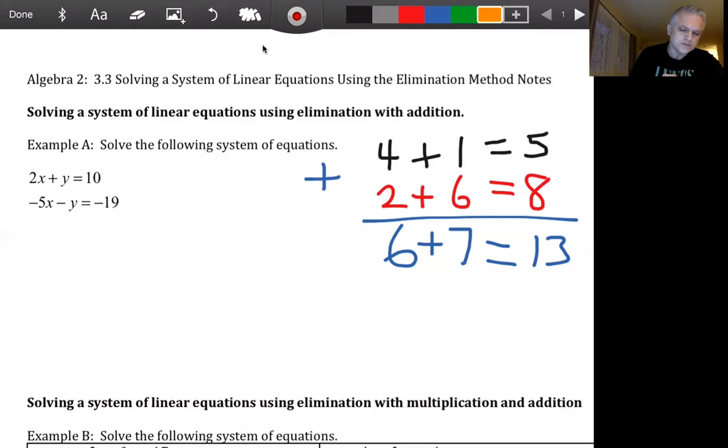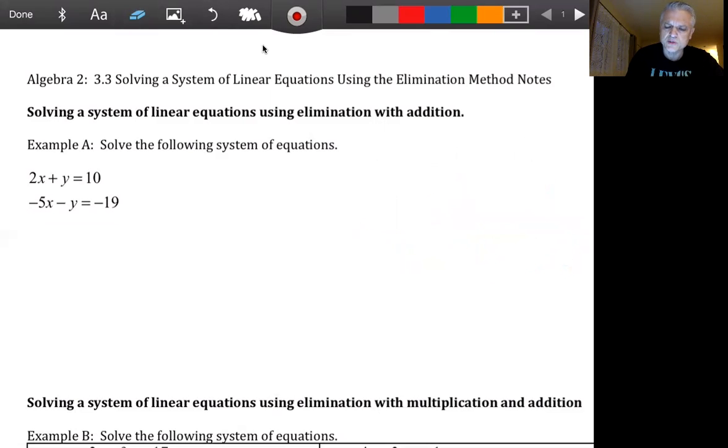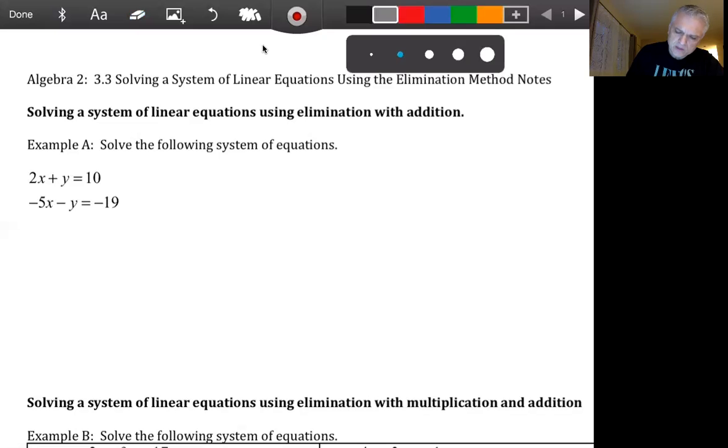Well, over here, we have two linear equations, and instead of using substitution to solve for one of the variables, which actually eliminates the second variable, we're going to eliminate one of these variables by adding the two equations together. Okay? So I'm going to rewrite these off to the side.